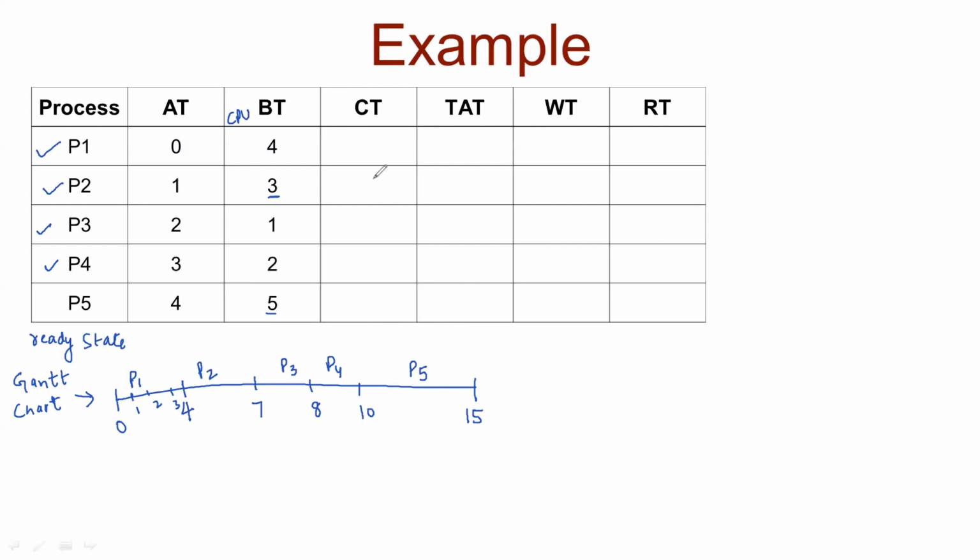Now let's find out the completion time. Completion time is a point in time. See the Gantt chart carefully. If we want to find the completion time of P1, completion time of P1 is 4. Completion time of P2 is 7. P3, 8. P4, as you can see, P4 completes at 10. P5 completes at 15. These are the completion times of P1, P2, P3, P4 and P5.